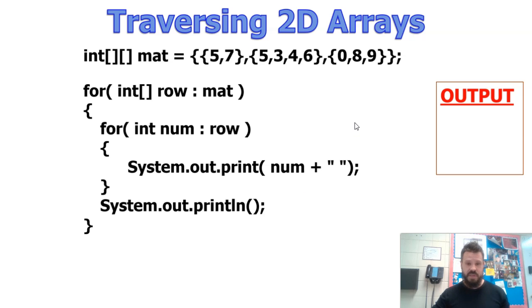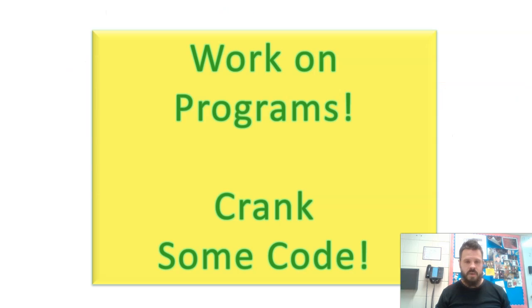Once we print off everything in that row, we'll go enter. And we'll get the same thing for this line. Okay, for the first row in matrix, we'll print off the 5 and 7, new line. Then we print off the 5, 3, 4, 6, new line, the 0, 8, 9. Okay, so that's how that works with an enhanced for loop.